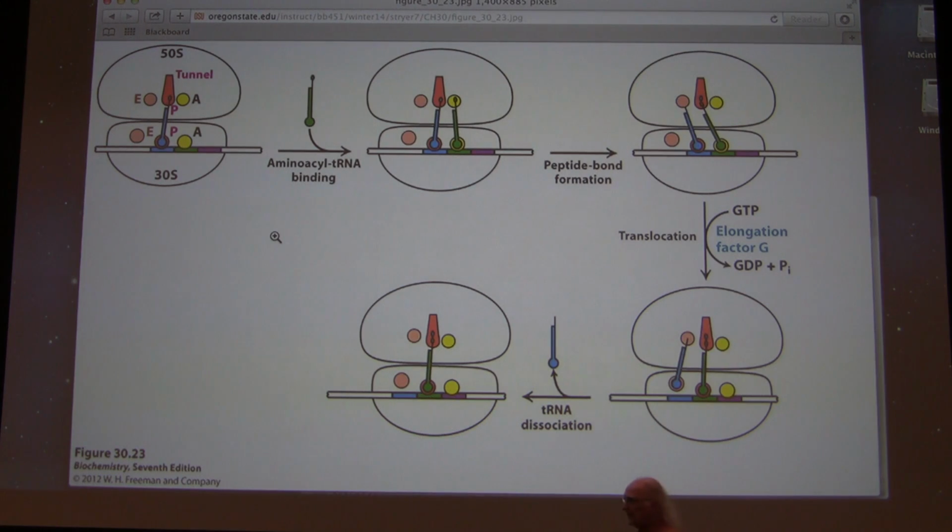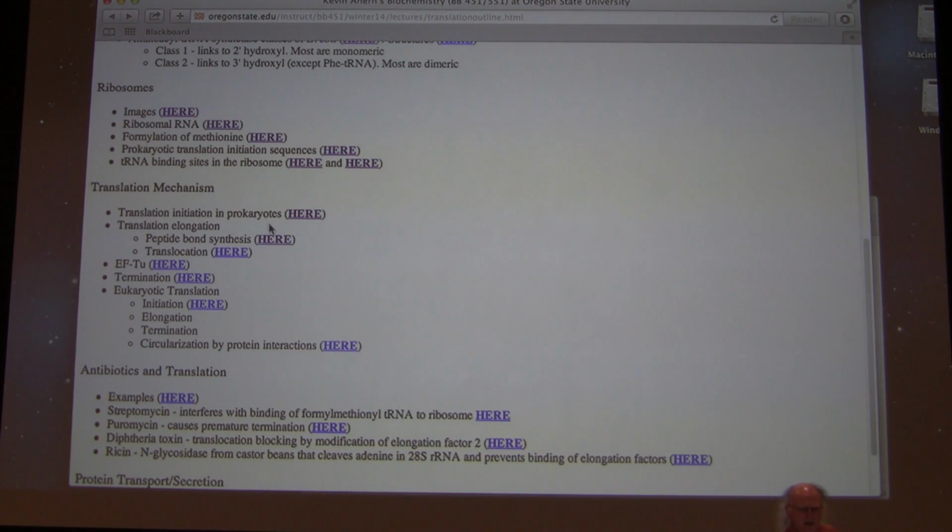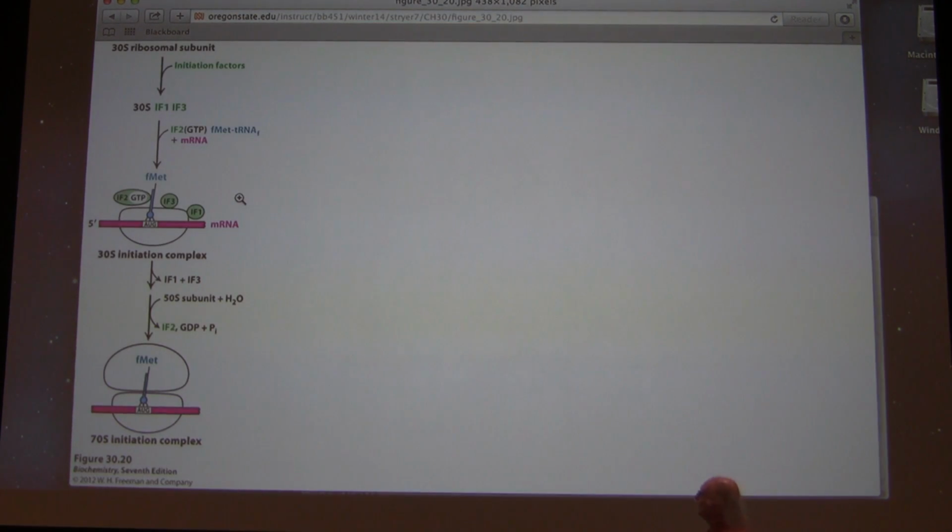So what I want to do is spend some time going through the process of translation initiation, elongation, and termination. And we're going to do this in some detail. Okay? So this shows the steps in the initiation process.